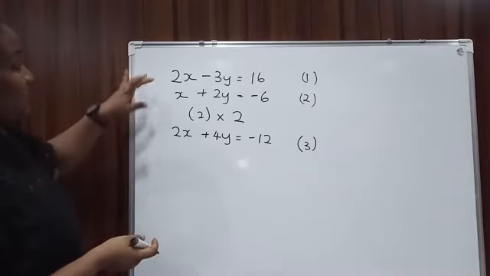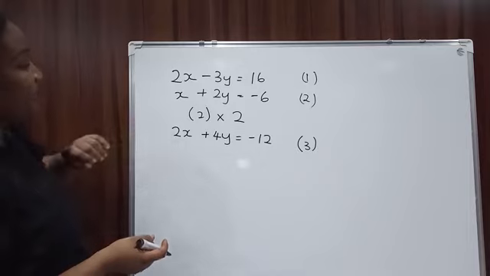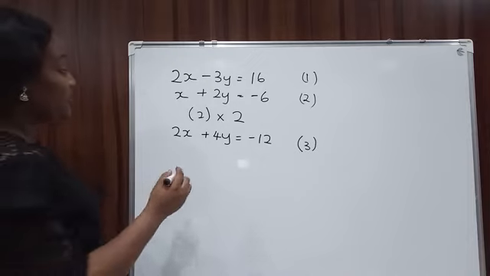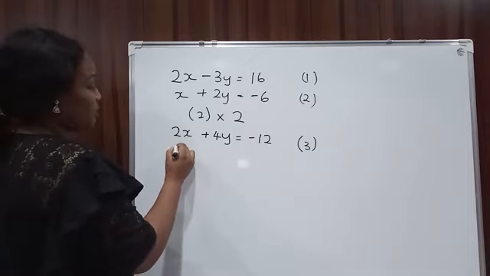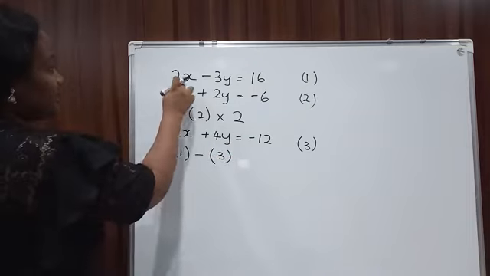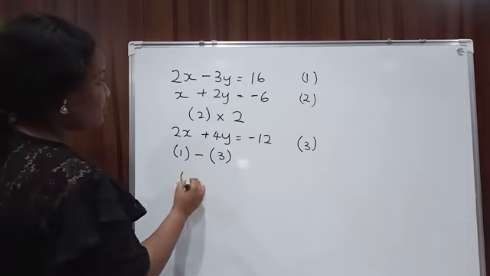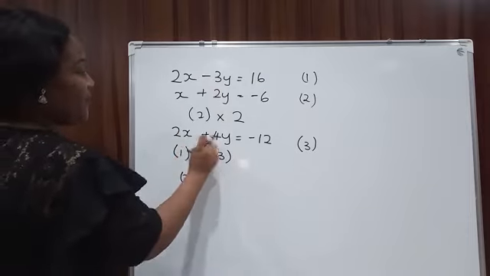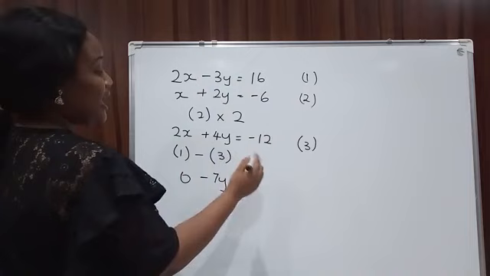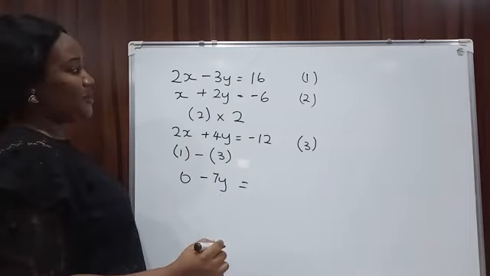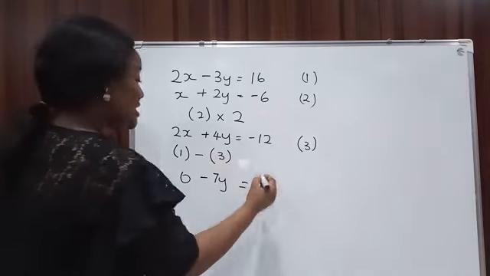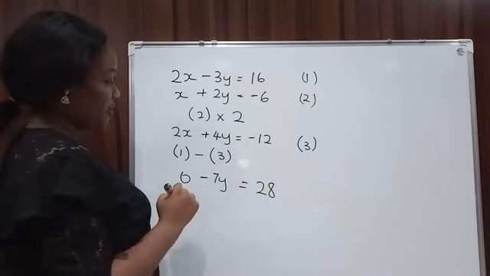So now we can see that equation 1 and equation 3 have the same coefficients for x. So we subtract: equation 1 minus equation 3, which will give us 2x minus 2x, 0. Then we have minus 3y minus 4y, which gives us minus 7y. And we have 16 minus 12, which gives us 28. Remember, minus minus gives us plus, so we have 28. Okay?